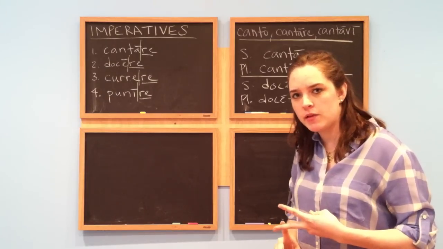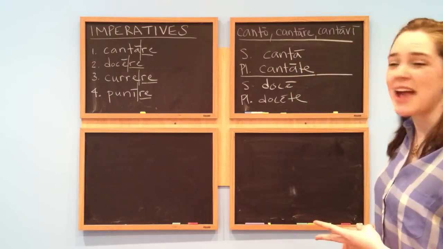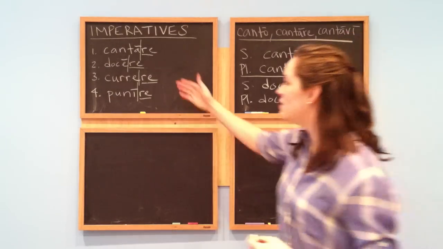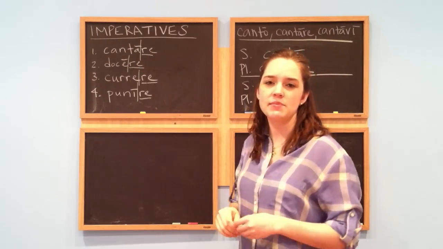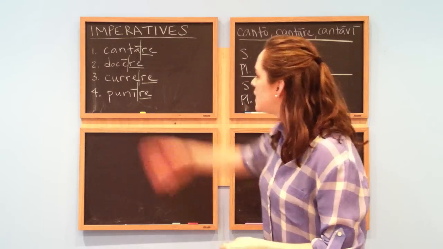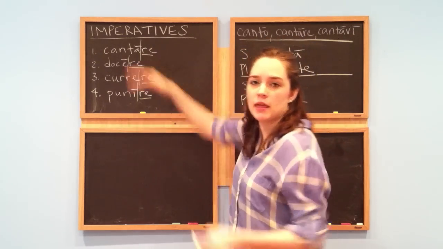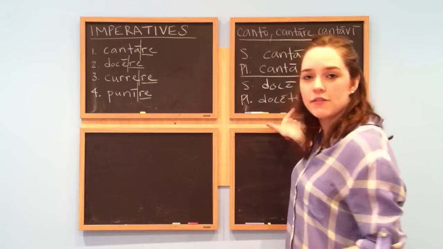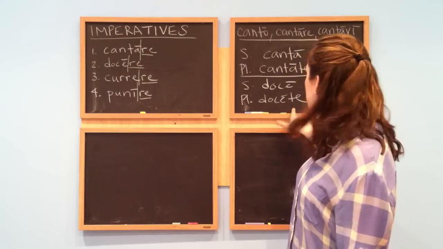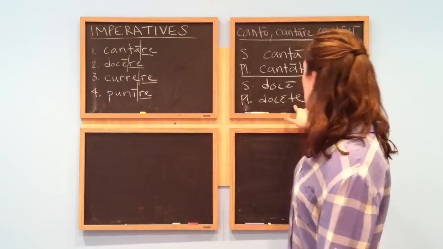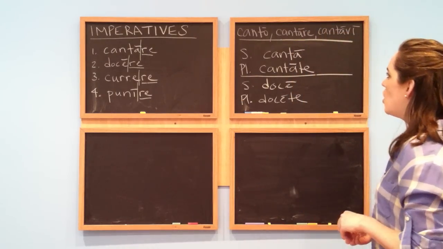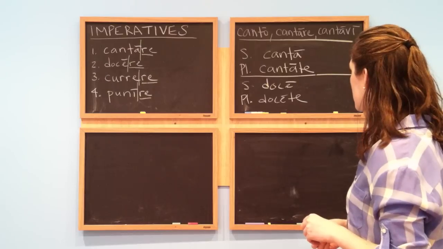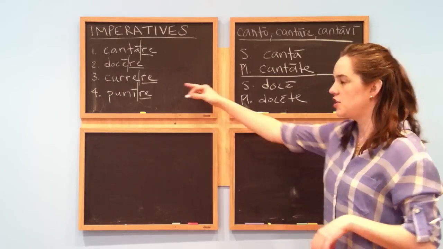The second thing you have to be able to do for your quiz is I might ask you to make an imperative. I might give you an infinitive, say docere, and ask you to make this into a singular imperative. You would just take off that re, you'd say doce, done. Or if I ask for a plural imperative, take off the re, add a te, and say docete, y'all teach. What about a third conjugation infinitive?